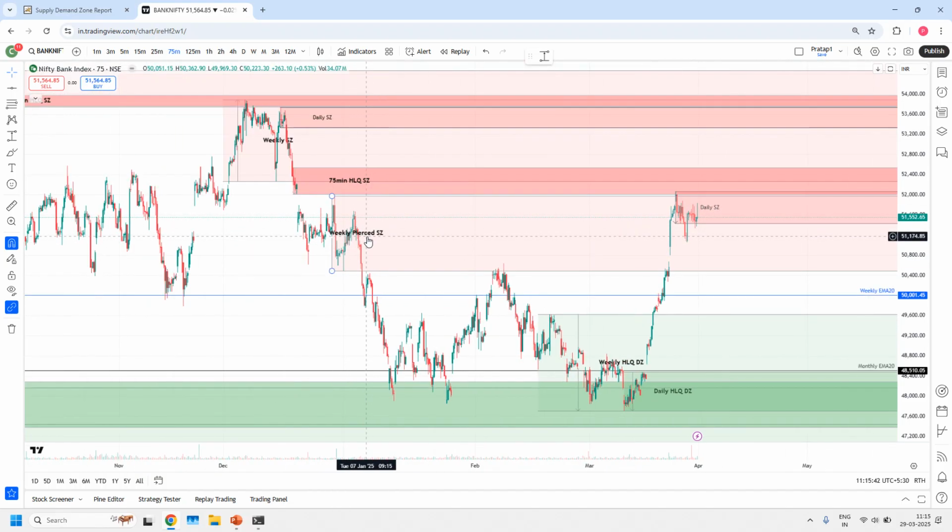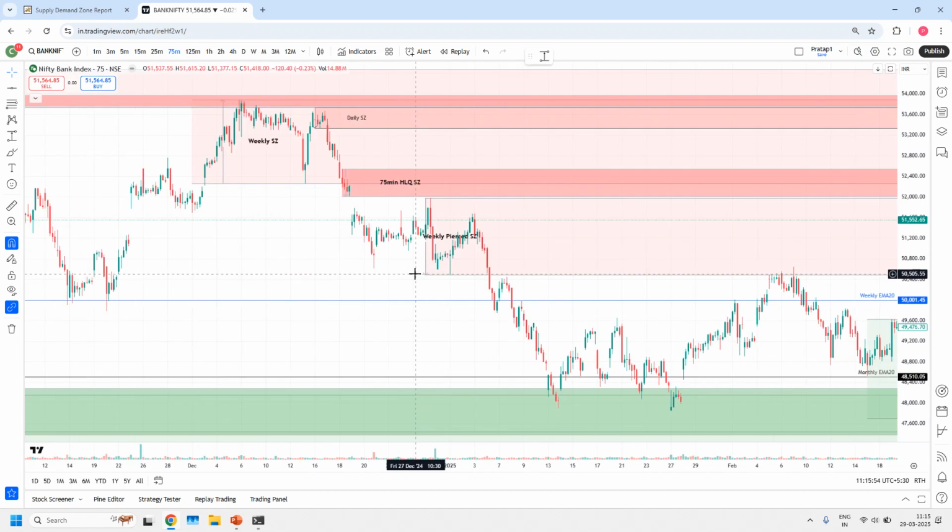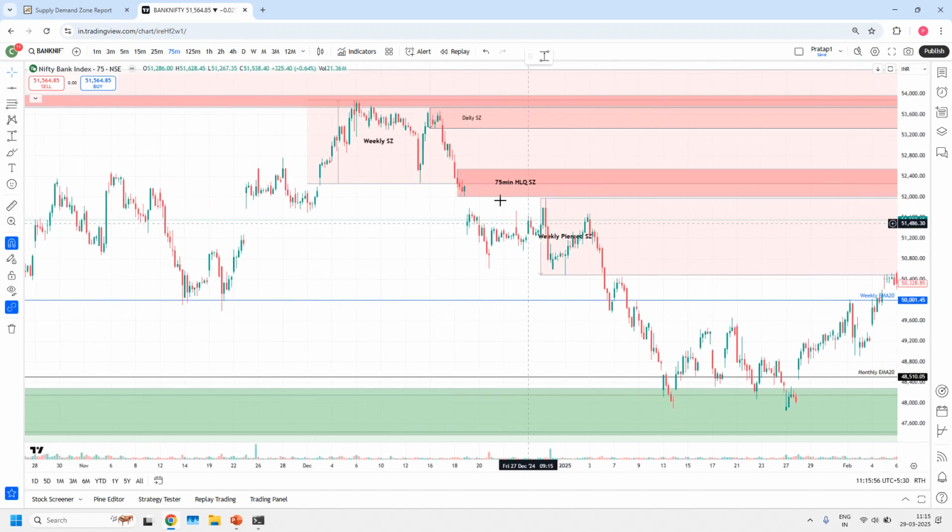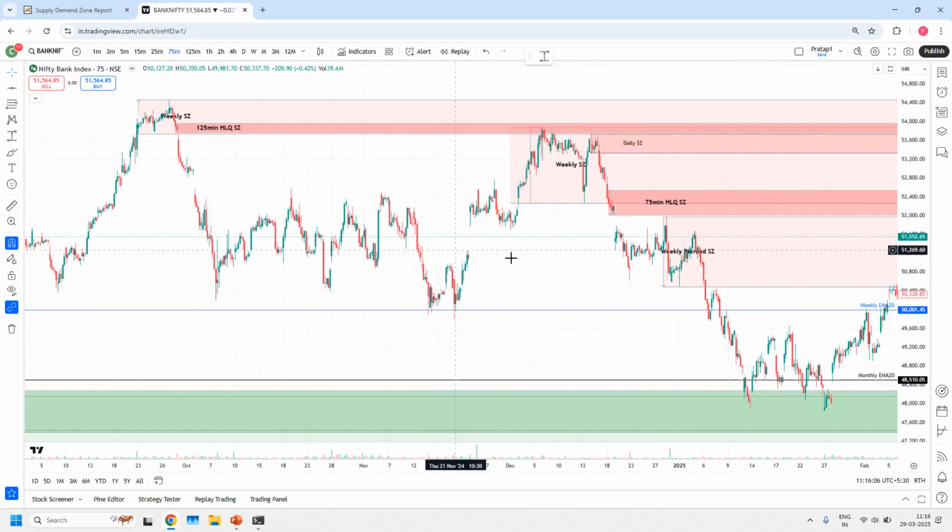I told you, we will identify traps in the lower time frame. The trap is 75 minutes high liquidity supply zone. See how cleverly institutions are creating their order flows. They kept a 75 minutes high liquidity zone just above the weekly zone. And then they created the weekly zone.